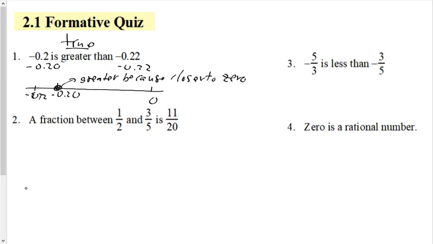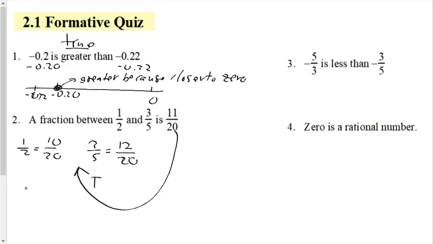In question 2, a fraction between these two, a half and 3/5, is 11/20. There's various ways you could do it. I'm sure that Sophie probably did this. She probably said this is 10/20, and she probably said this is 12/20, and therefore 11/20 is, and you'd say, true. It's right in between them, right?